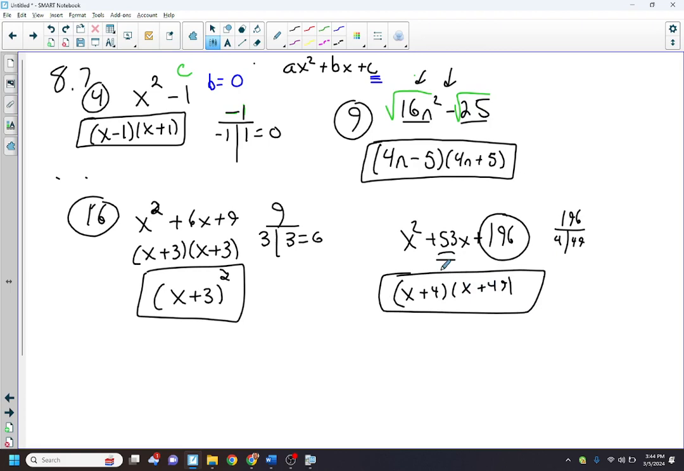You're solving for X. Yeah, you just, well, in this case, you're just simplifying.